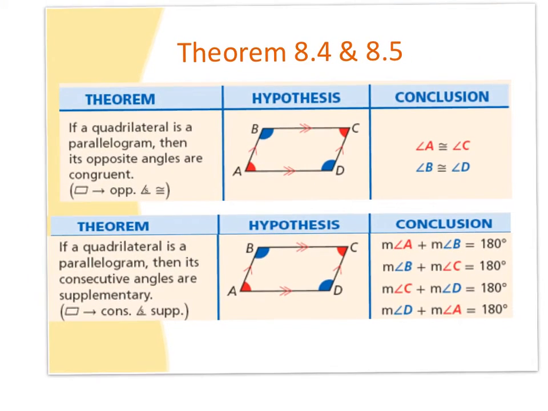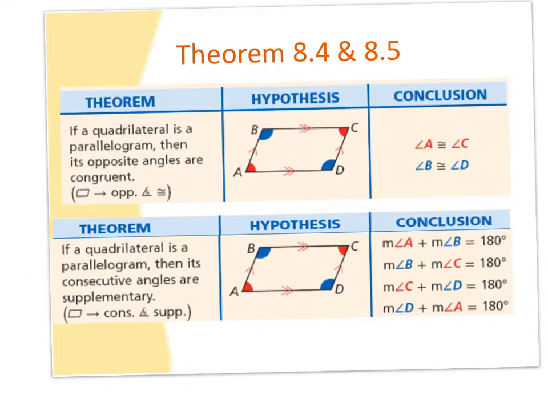Theorem 8.4 and 8.5 are two additional properties. 8.4 says if a quadrilateral is a parallelogram, then the opposite angles are congruent. So we've got opposite sides congruent, now we've got opposite angles congruent. So if this is a parallelogram, then angle B is congruent to angle D, and angle A is congruent to angle C.